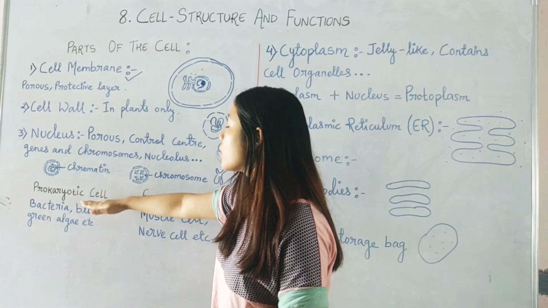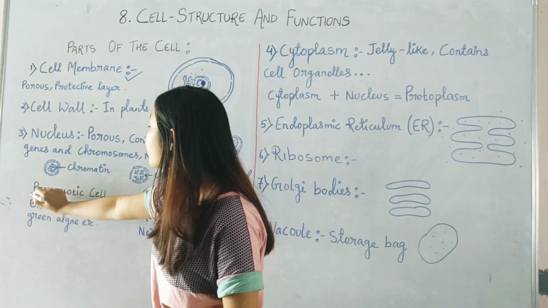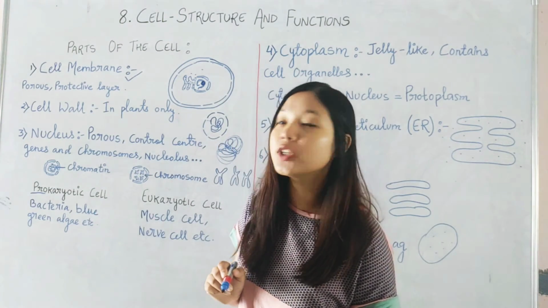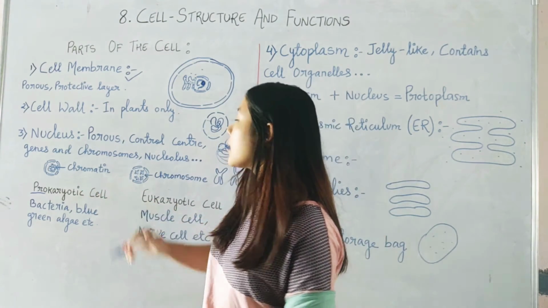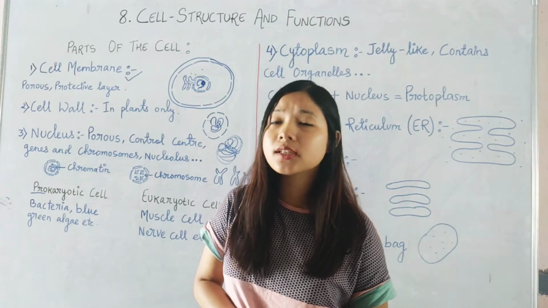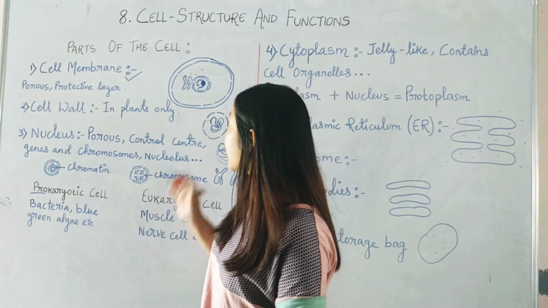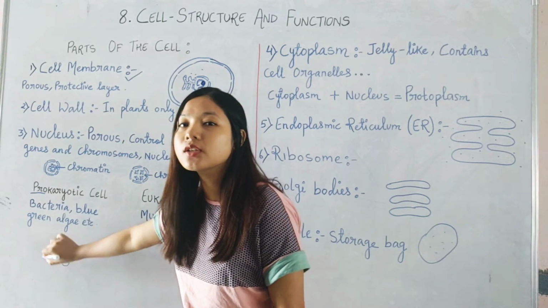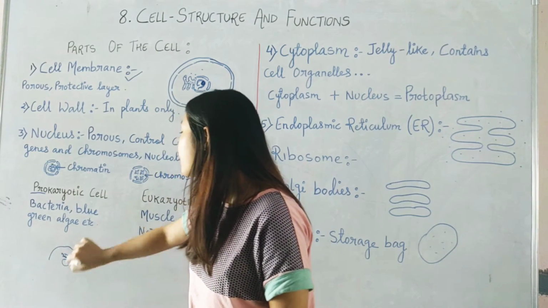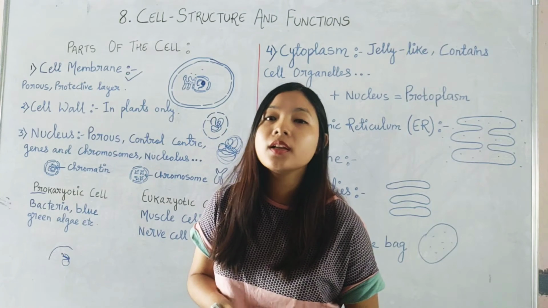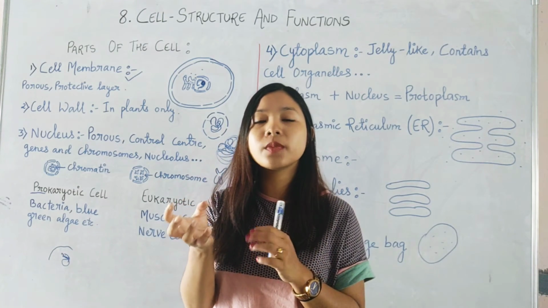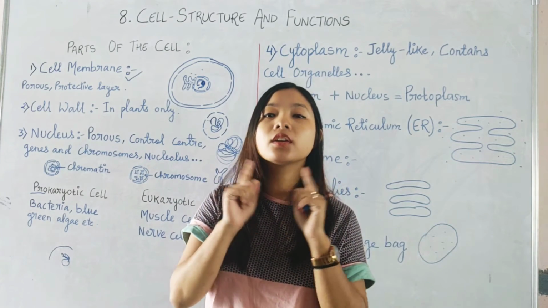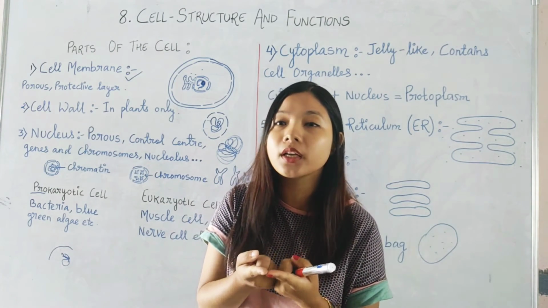One is prokaryotic cell. Here the meaning of pro means very early or ancient. So prokaryotic cells are the most ancient cells, and they have genetic material, but their genetic material is not enclosed by a nuclear membrane. They will have their genetic material directly in the cell. They do not have it enclosed inside a nuclear membrane.